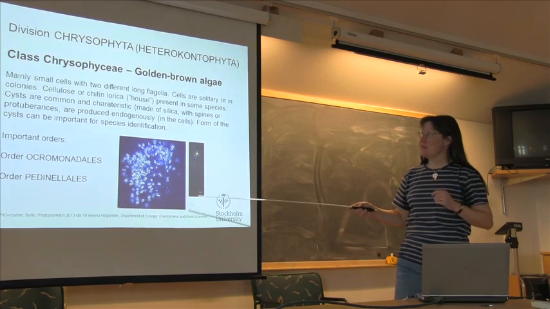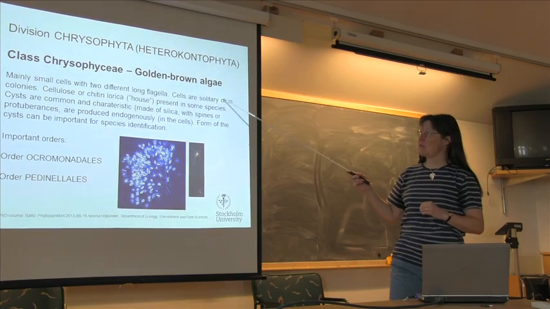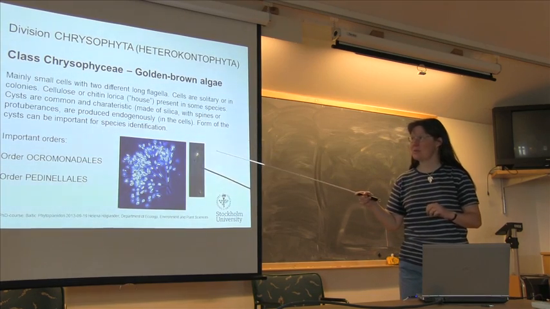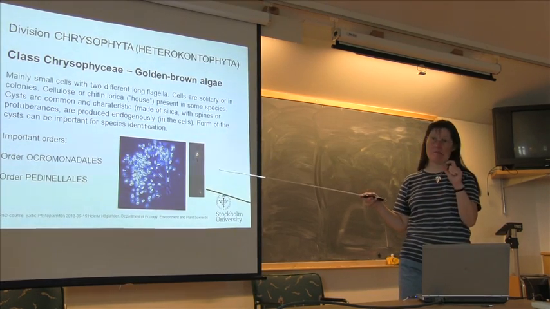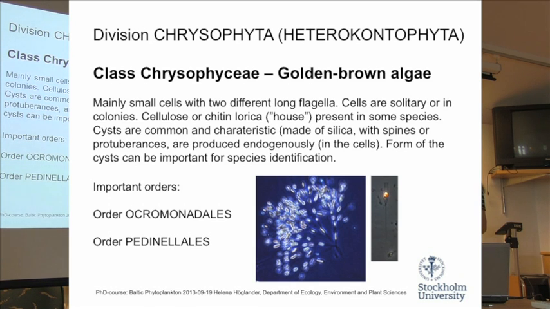And we first look at the Chrysophyceae, the golden brown algae. They are usually very small cells, 2-3 microns to 10-15 microns in length, and they have 2 different long flagella. Usually, a lot of them are either solitary or, like this one, building large colonies.